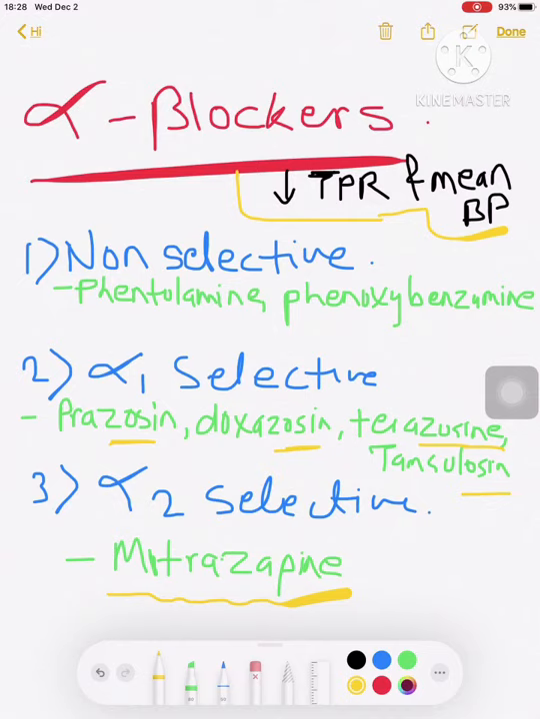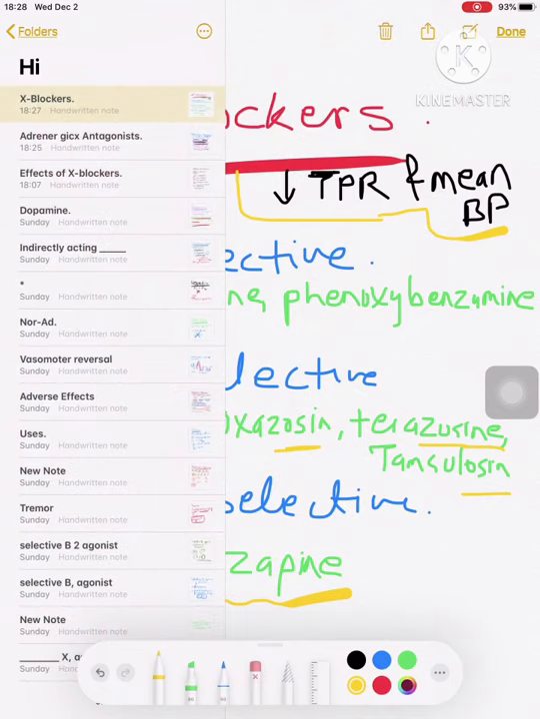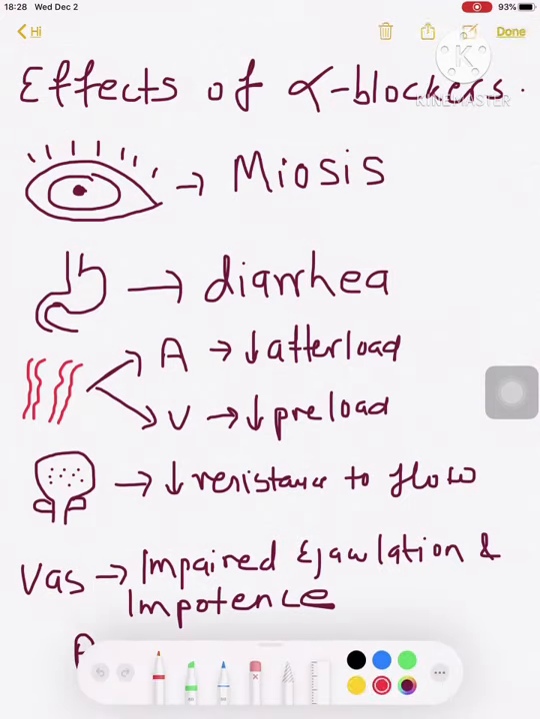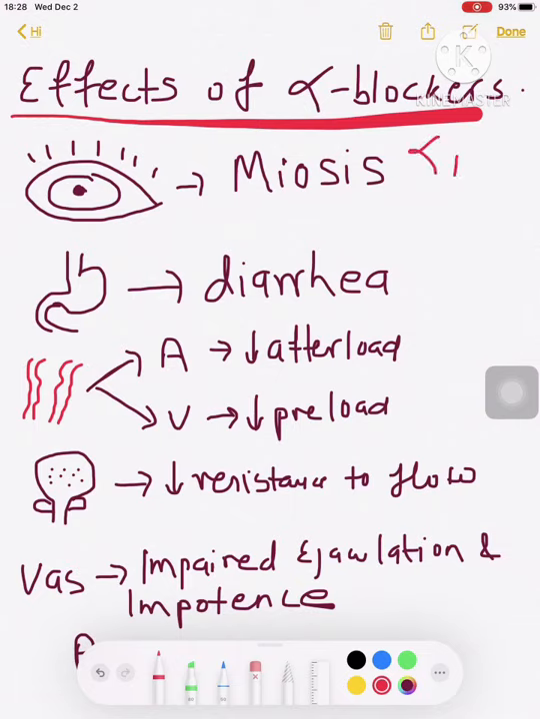Next we'll see what the effects of these alpha blocking agents are on various organs. So, the effects of alpha blockers. On the eye, these drugs act on the alpha 1 receptor, mainly in the dilator pupillae muscle, and block its action. So if the pupil is not getting dilated, it is getting constricted, causing miosis.